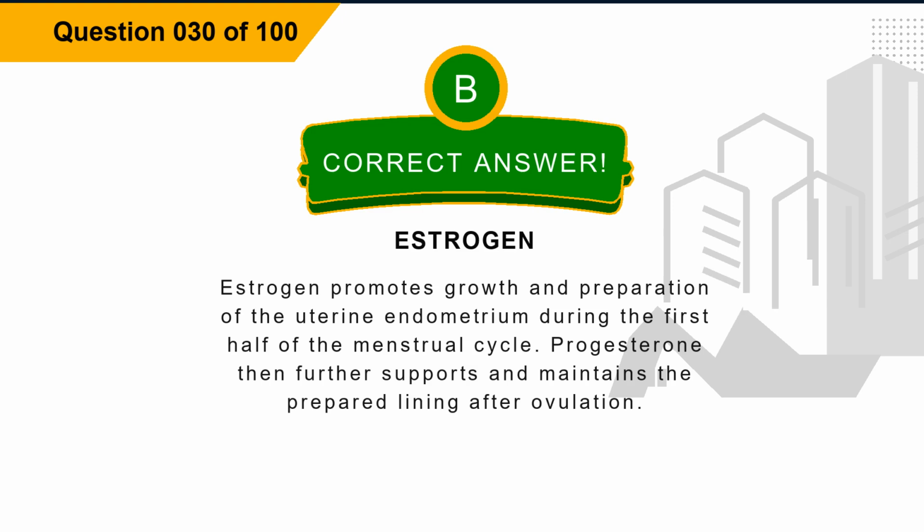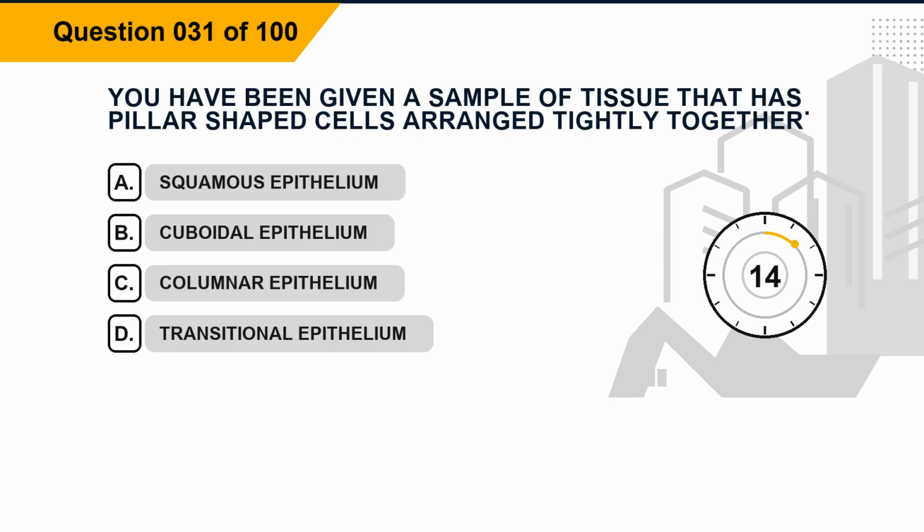The correct answer is option B, estrogen. Explanation: estrogen promotes growth and preparation of the uterine endometrium during the first half of the menstrual cycle. Progesterone then further supports and maintains the prepared lining after ovulation. Question 31. You have been given a sample of tissue that has pillar-shaped cells arranged tightly together. Option A, squamous epithelium. Option B, cuboidal epithelium. Option C, columnar epithelium. Option D, transitional epithelium.